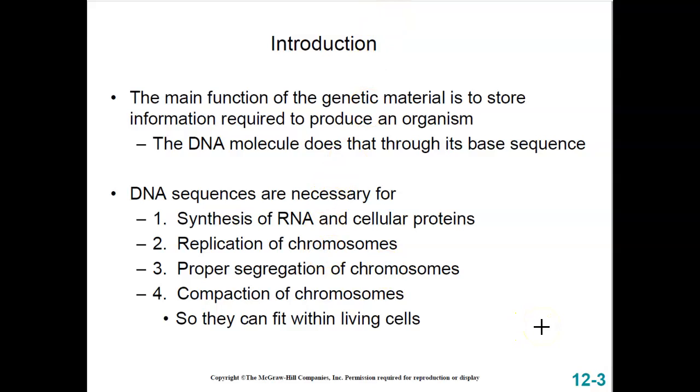Synthesis of RNA. We have the replication of chromosomes, the proper segregation of chromosomes during M phase of the cell cycle, and then the compaction of chromosomes in cells so that our cells can have all the DNA they need, but within the nucleus. So remember, all of our chromosomes have to be packed into a tiny space of a single cell that you can't even see with the naked eye, right? So that's a big job, compaction.